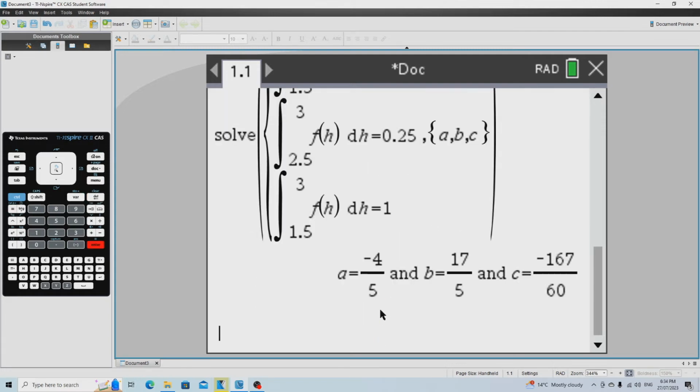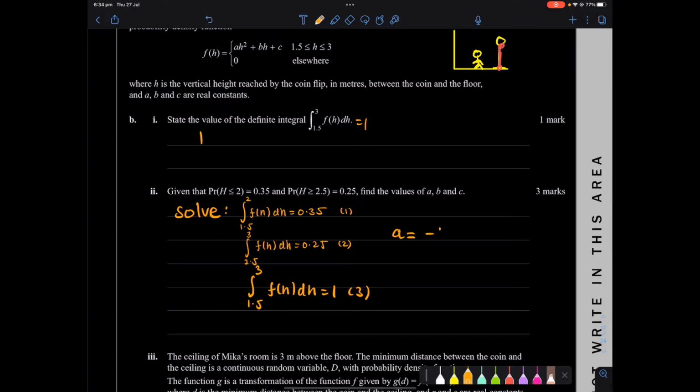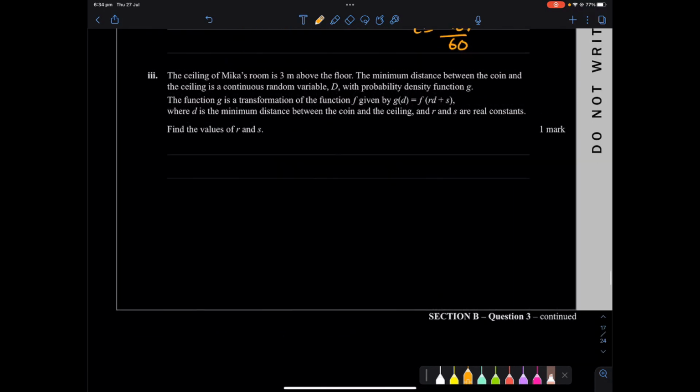Okay, that's good. They give us the values. Perfect. So a is equal to negative 4 over 5, b is equal to 17 over 5, and c is equal to negative 167 over 60. That's that. The ceiling of Mika's room is 3.